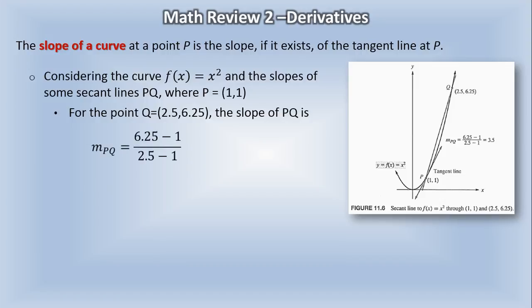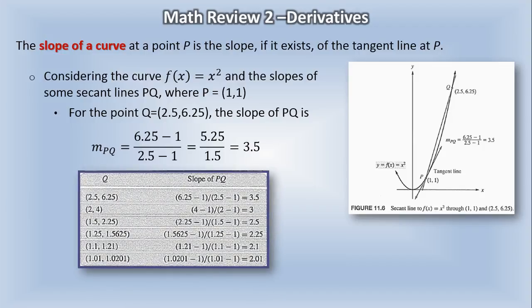So the rise in this case is 6.25 minus 1. The run is the difference between 2.5 and 1. So in this case, we simplify, we get 3.5. So that's the slope of that line, PQ. If we were to do what we did earlier and just bring Q closer and closer and then get the slope of those lines, this table represents what would happen. So this is the furthest away point, which gets a secant line with a slope of 3.5. As we get closer, we see that the slope of the line starts to converge onto 2.